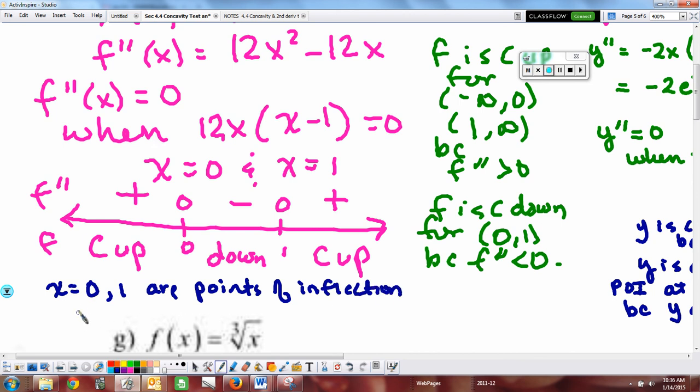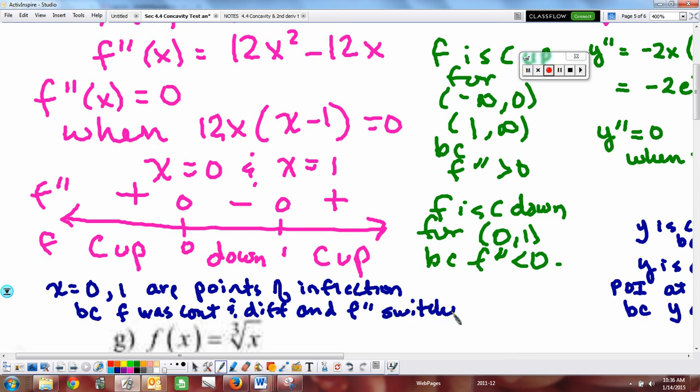Locations of points of inflection, because f was continuous and differentiable, and f double prime switched signs. So I forgot that we were doing points of inflection as well.